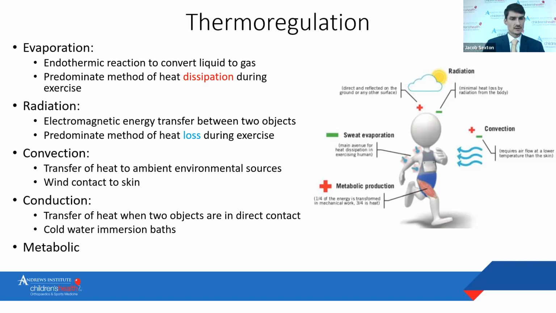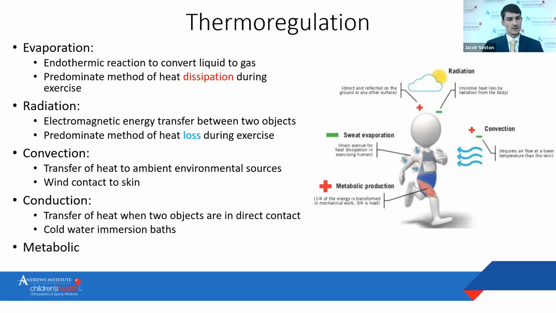So then we have convection. Convection is the transfer of heat to ambient environmental sources. So this is whenever you're running outside and you get that nice cool breeze going across your skin that makes you feel cool when you're exercising. That's a form of convection. And then conduction is a transfer of heat between two objects that are in direct contact with each other. This is most classically described as the benefit of cold water immersion. So you have a very hot person, such as someone with exertional heat stroke, put into a cold water immersion bath at a much colder temperature, and that direct contact of the cold water to the skin will allow the transfer, or conduction, of heat from the hot skin into the cool ambient environment of the cold water immersion.